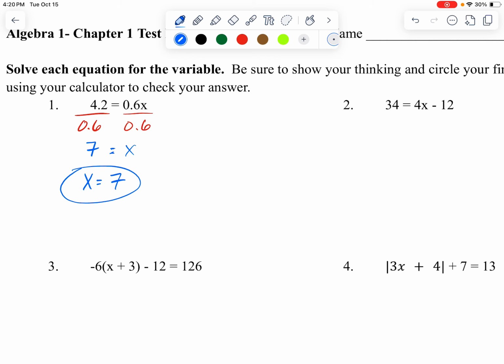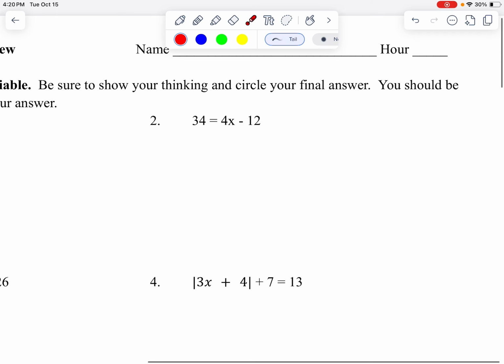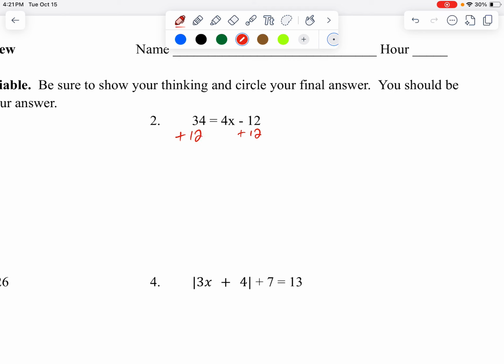Moving on to number 2, this is a two-step equation. Now I've got to do two things before I can get that x by itself. I always think of it like this. I have to get rid of this negative 12, and I have to get rid of that 4. And when I do, I'll be left with just x. So we always want to do this first, so I'm going to do the opposite here. Right now I've got minus 12, so if I add 12, that's going to make that 12 go away. If I do it to one side of the equation, I have to do it to the other side of the equation. So on the left, 34 plus 12 is 46.